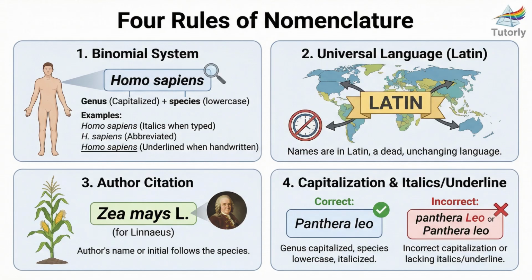Rule 3. Italics or underline. When typed, both words are in italics. When handwritten in your exam, each word is underlined separately. Not one continuous line under both words, 2 separate underlines.